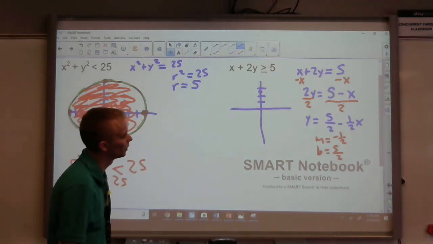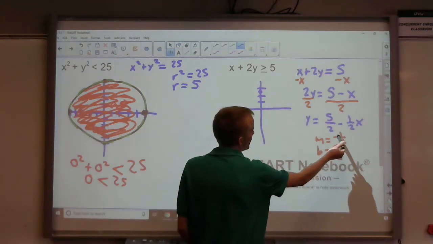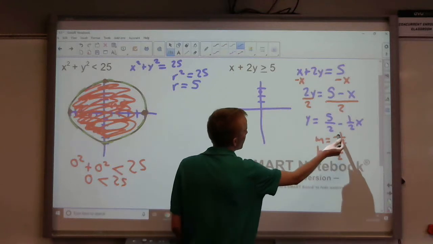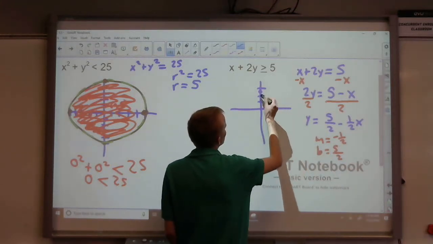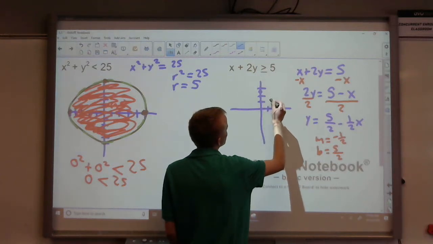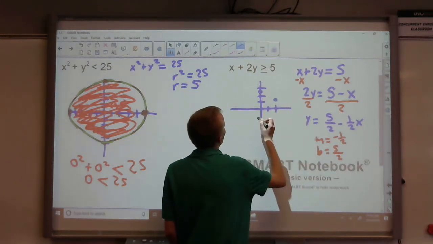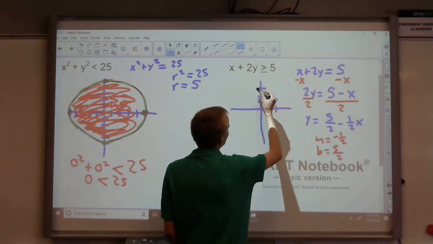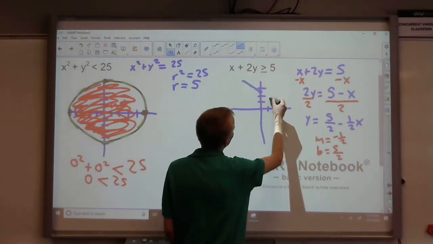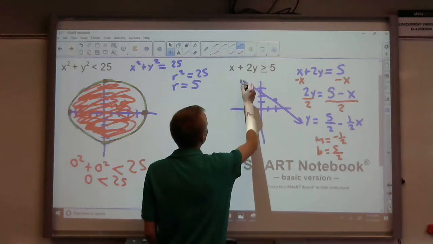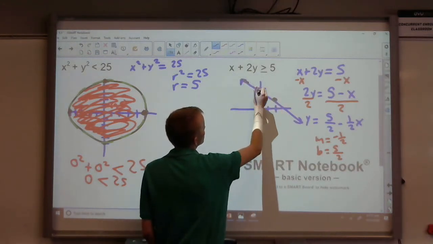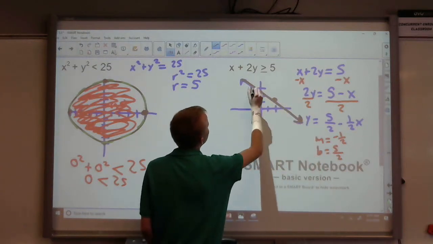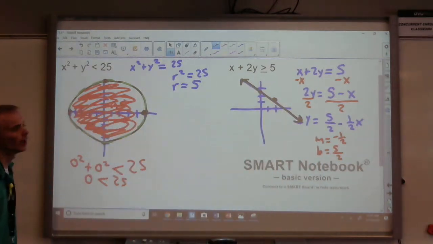And then we go rise over run. So we go down 1, over 2. Down 1 over 2, right? So this should look like this. Maybe I'll change colors so that we can see it a little bit better. Okay? So there's our line, right? This is just y equals mx plus b.